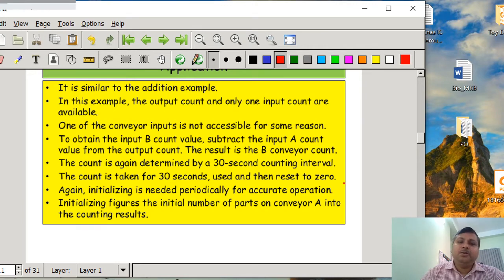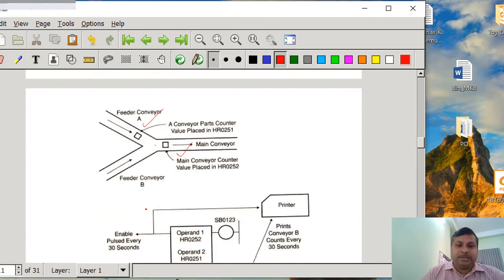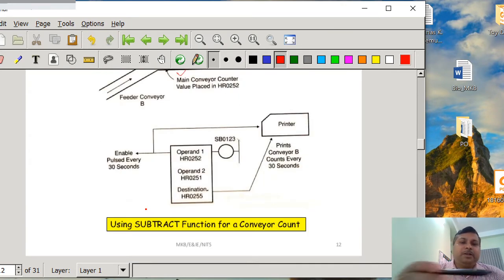And then reset to 0. Again, initializing is needed periodically for accurate operation. Initializing figures the initial number of parts on conveyor A into the counting results. So in a similar way we can develop the programming we developed in the last example. Okay, so here the last line has been shown. Here the counters are not shown, so you have to develop the full programming.